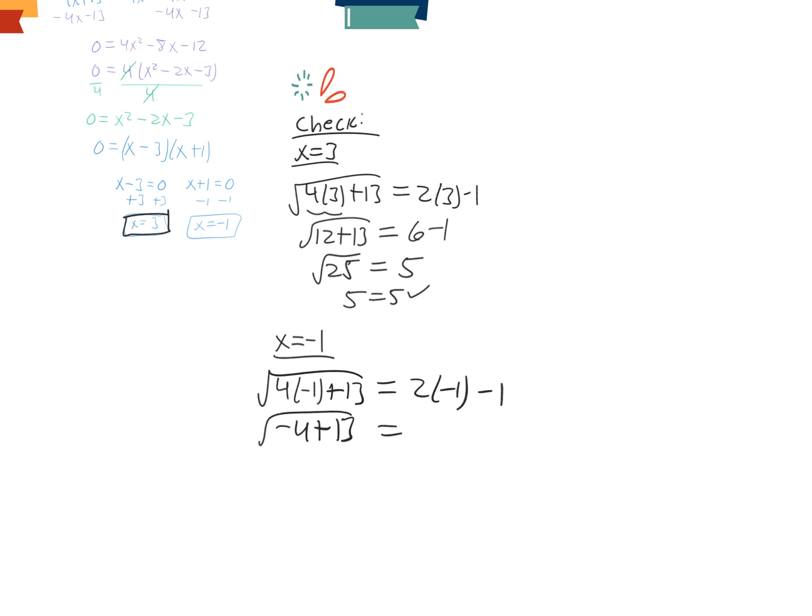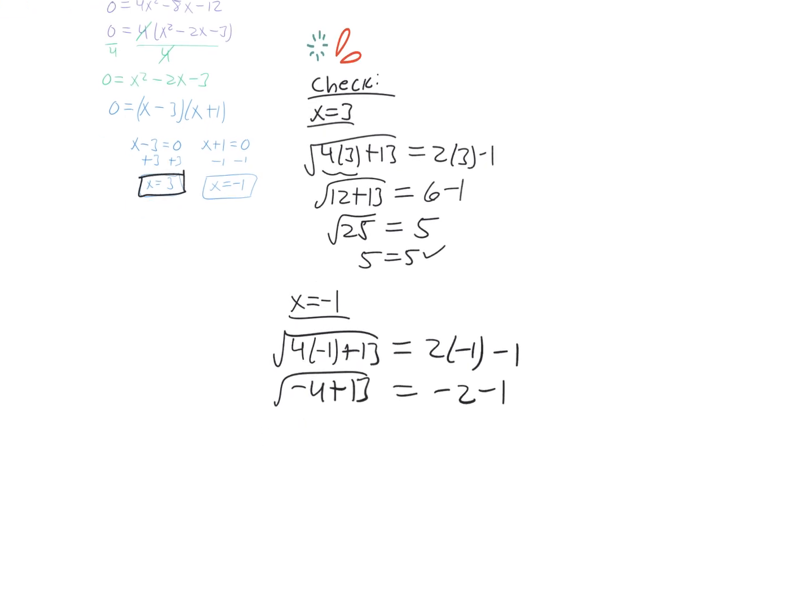Square root equals negative 2 minus 1. And then we get the square root of 9 equals negative 3. Now from here you can see there's nothing that you can take the square root of to get a negative number. So this should be not a solution.